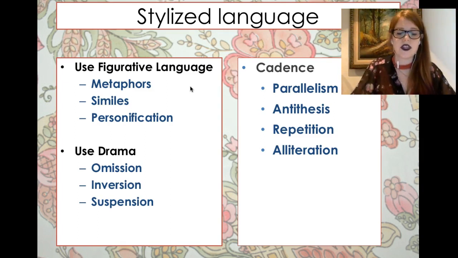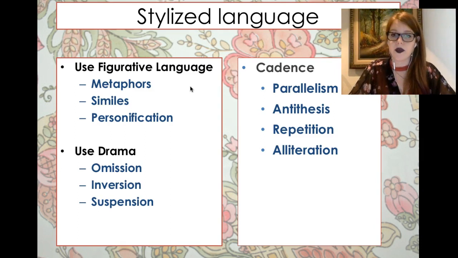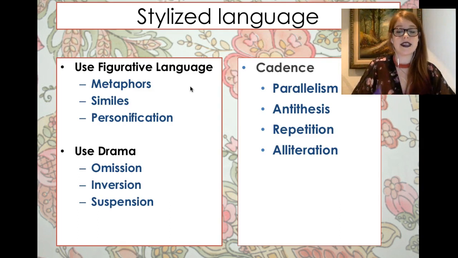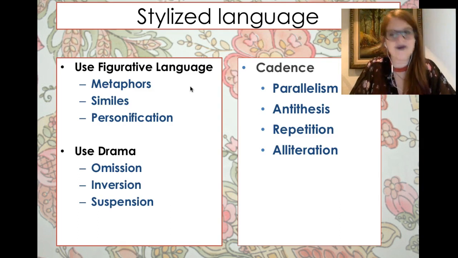So the next one would be the use of drama. Here's a couple examples. The first one you could use is omission. The use of omission is where you intentionally leave off a phrase in order for the audience to fill it in. So if I were to say, it's one small step for man, and just end it there, you would be able to fill in the rest of the phrase with one giant step for mankind.